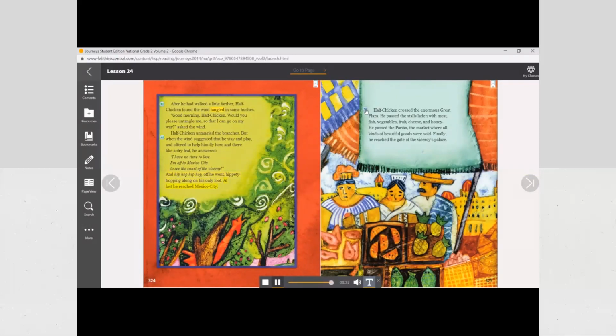At last, he reached Mexico City. Half Chicken crossed the enormous great plaza. He passed the stalls laden with meat, fish, vegetables, fruit, cheese, and honey. He passed the Parián, the market where all kinds of beautiful goods were sold. Finally, he reached the gate of the viceroy's palace.